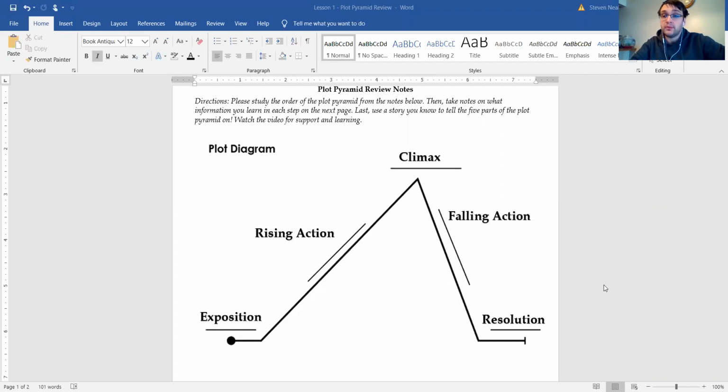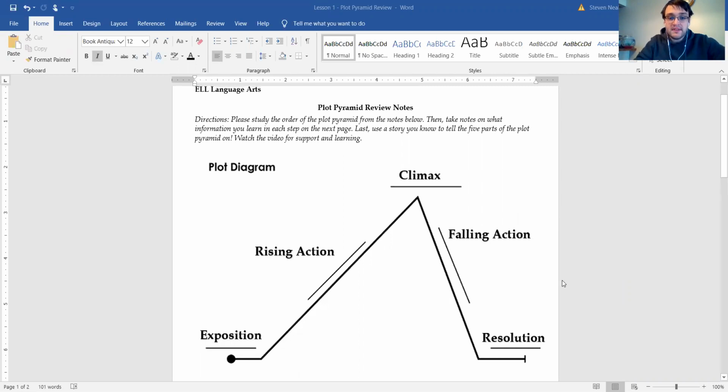This week, we will be reviewing a lot of information that we've learned already to help us with our learning the next couple of weeks. So today, we're going to spend some time reviewing the plot pyramid. The plot pyramid is something that we learned about during our storytelling unit at the beginning of the school year. So this might be familiar to you and you might need to remember some of this information.